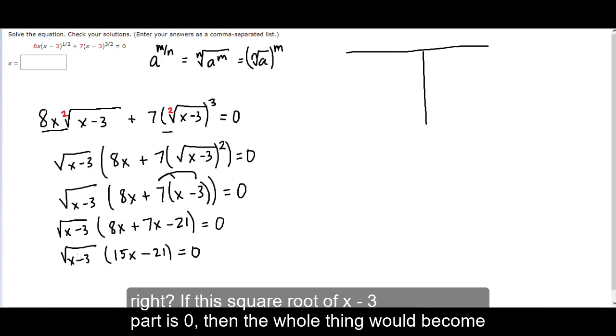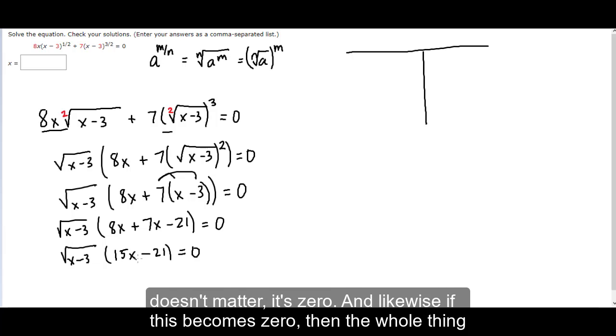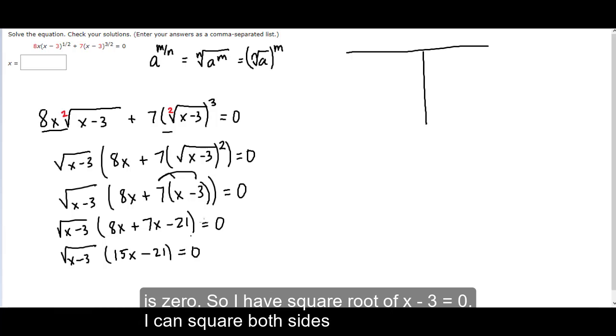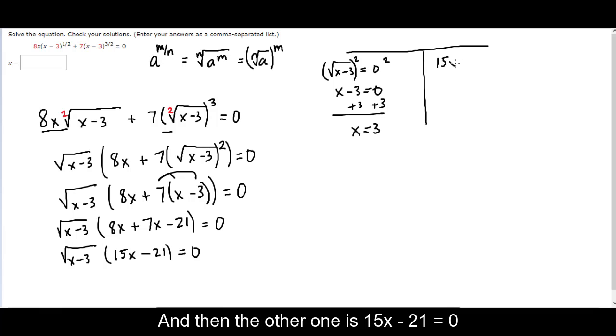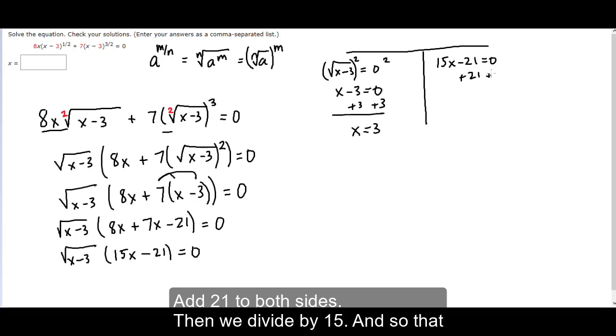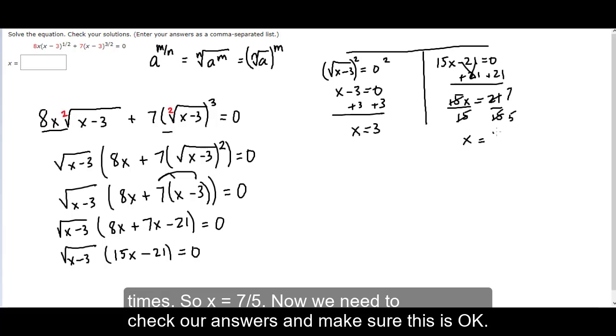So we're going to approach this just like we do all our other ones. We have a product down here. If this square root of x minus 3 part is 0, then the whole thing will become 0, because if that's a 0 times whatever that works out to be, it doesn't matter. It's 0. And likewise, if this becomes 0, then the whole thing is 0. So I have square root of x minus 3 equal to 0. I can square both sides, and I just get x minus 3 equals 0, or x equals 3. And then the other one is 15x minus 21 equals 0. Add 21 to both sides, and we divide by 15. Those fractions simplify: 3 goes into 21 7 times, and 3 goes into 15 5 times, so x equals 7/5.